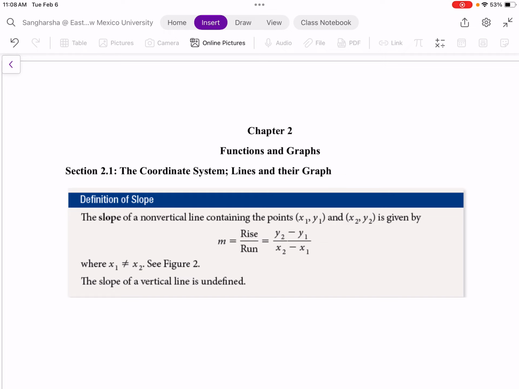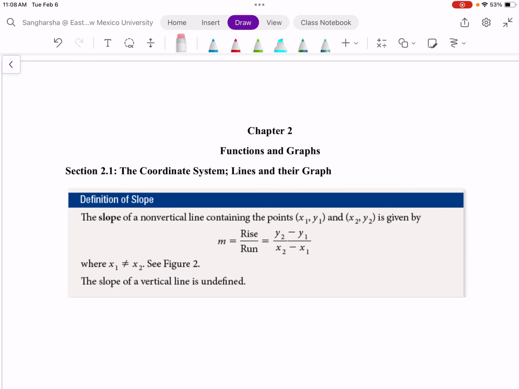Now, what do we have in the coordinate system? We find two lines, right? And what do we call those two lines? We have the vertical line in the coordinate system. What do we call that vertical line? Y-axis, right? So this is the y-axis. We have our vertical line, the y-axis. And what do we call the horizontal line? This is our x-axis.